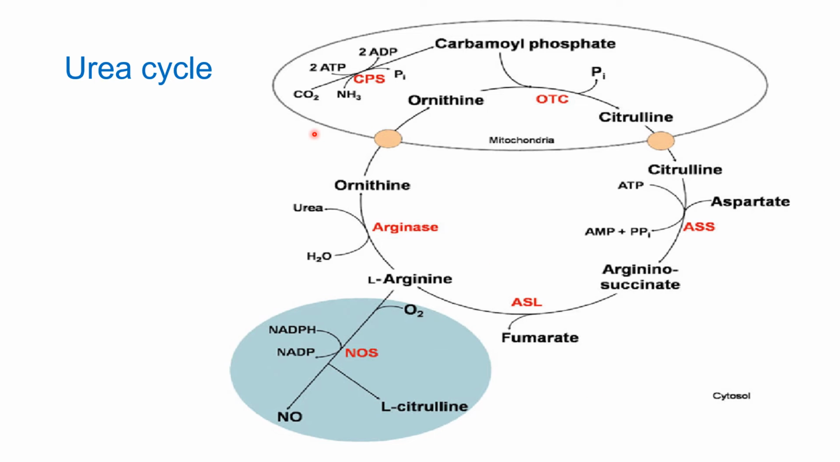Okay, so this is the carbon dioxide which reacts with the ammonia and forms carbamoyl phosphate synthase. This is carbamoyl phosphate, which reacts with ornithine and forms citrulline. This citrulline enters the cytosol and is converted into argininosuccinate. Then it is split into fumarate and arginine, and in presence of arginase, ornithine and urea are formed. In this way the urea is excreted out of the body.